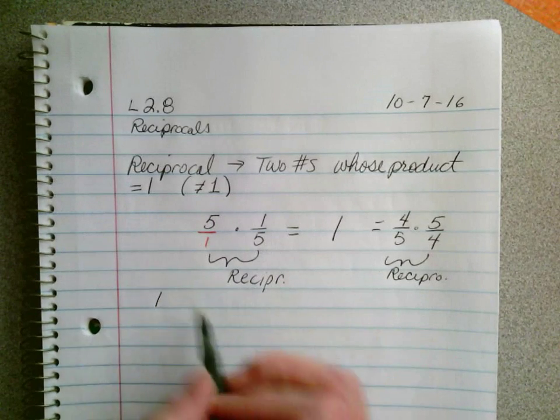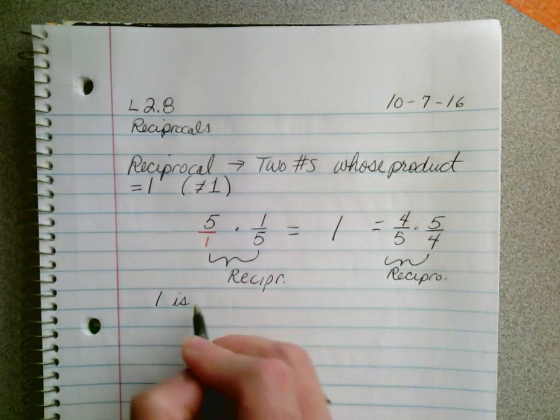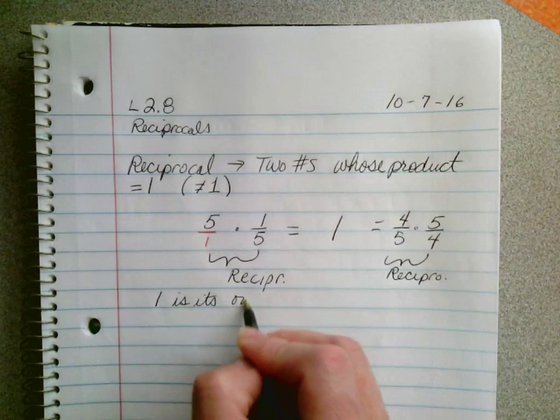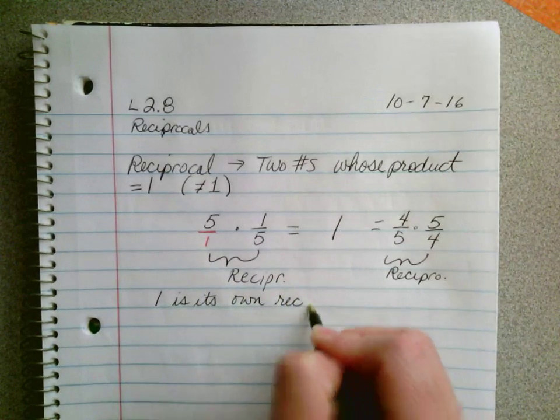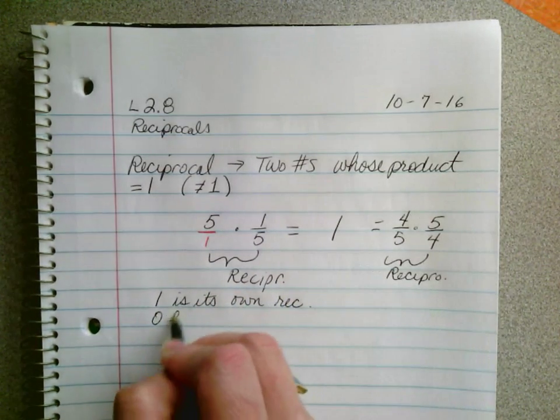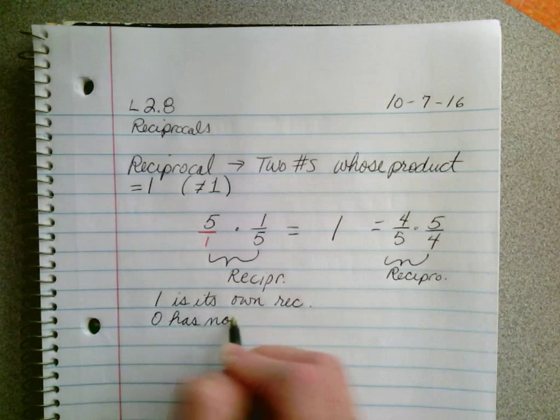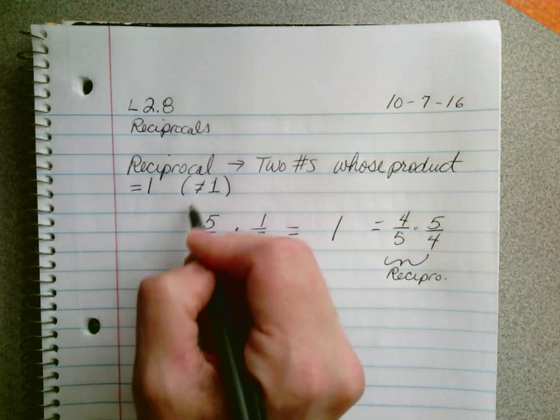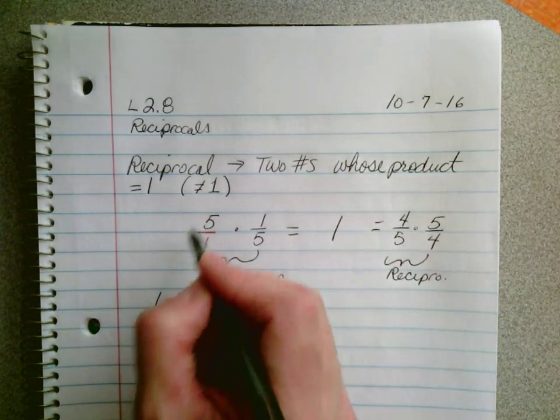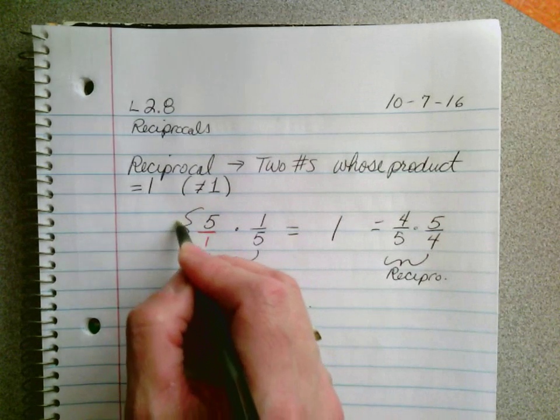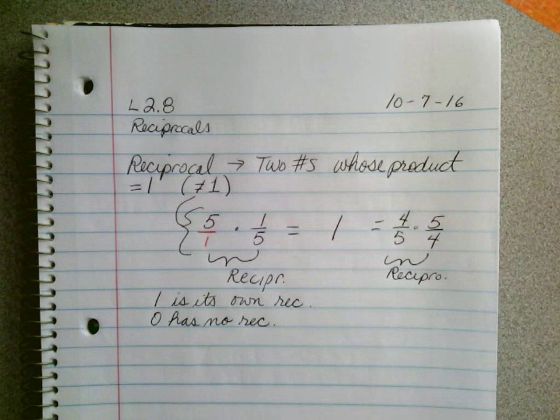1 is its own reciprocal. It's just not like the normal thing. And 0 has no reciprocal. So when I was talking about this, I wanted you guys to think about these kinds of things, okay? But 1 is its own reciprocal. It's the only number that can multiply by itself and equal 1.